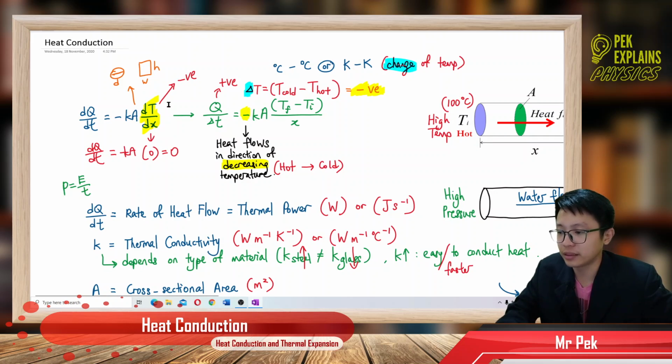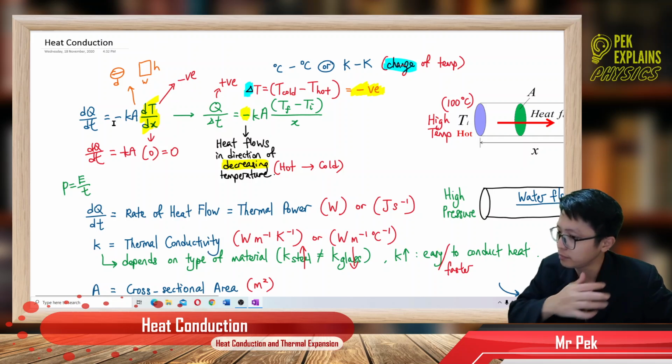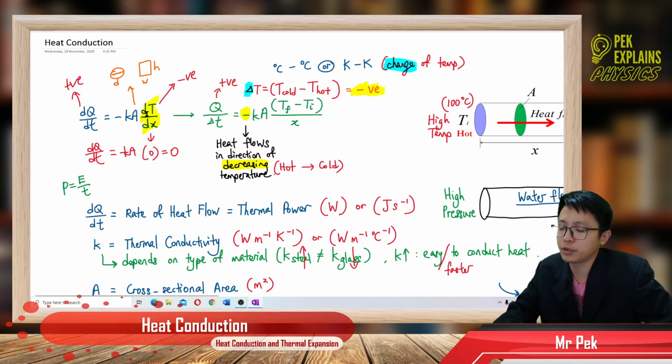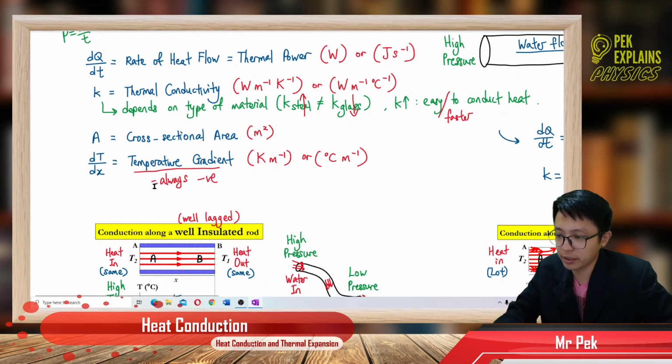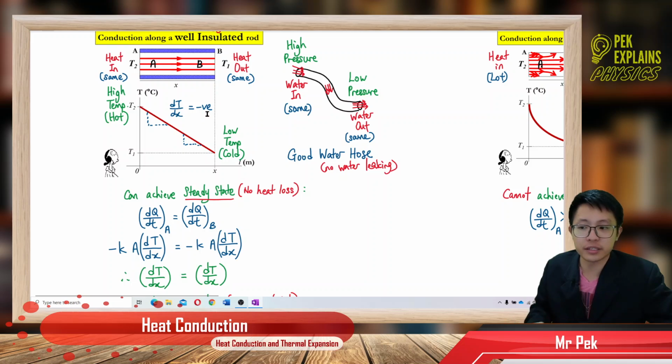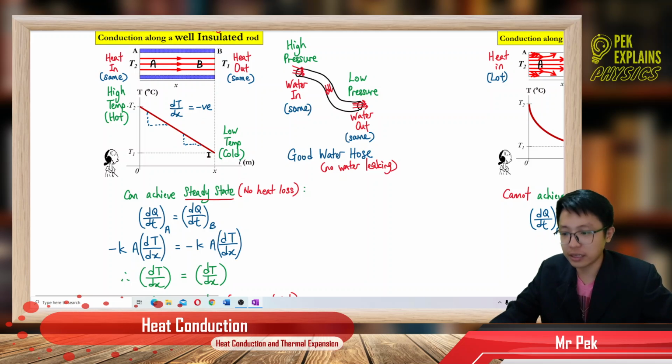That's why negative multiplied by negative, you get dQ over dt positive. dT over dx is negative, and negative multiplied by negative gives a dQ over dt which is positive. So the gradient of this temperature versus distance graph is the temperature gradient, and you can see this gradient is always negative. Understand that?